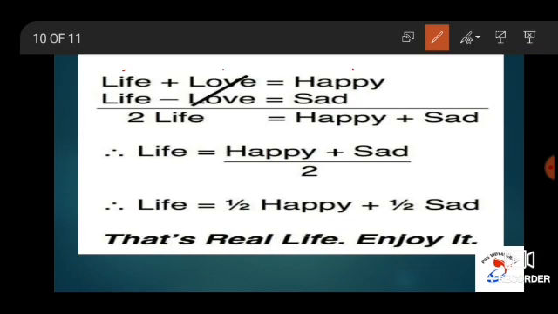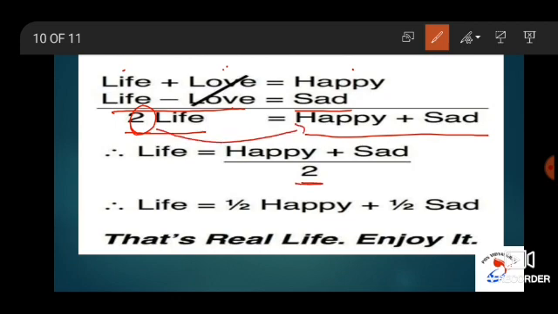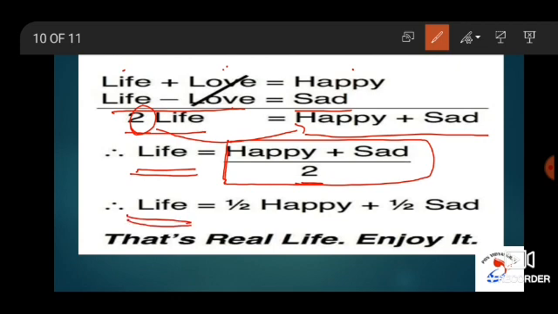Suppose life plus love will give you happiness, and if you subtract love from life, that is life minus love, will give you sadness. On solving this equation, both this plus term and minus term will get cancelled. So one life plus another life, that is twice of life, will give you the result as happy plus sad. So this 2 is in multiplication. If this 2 is transferred to the other side, this will come to the denominator. So you can calculate the value for life as happiness plus sadness divided by 2. So life is nothing but half of happiness and half of sadness.